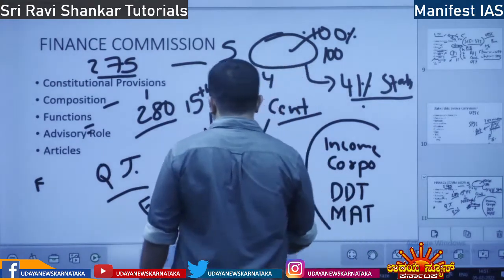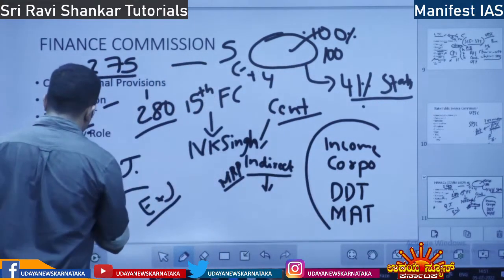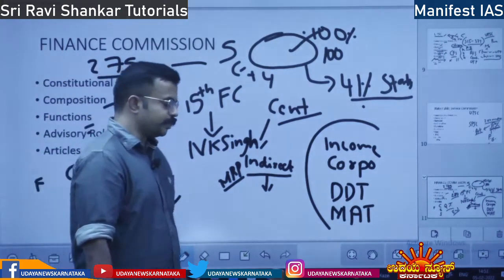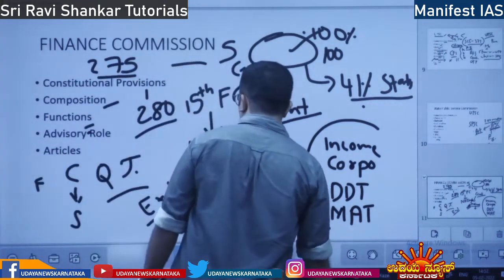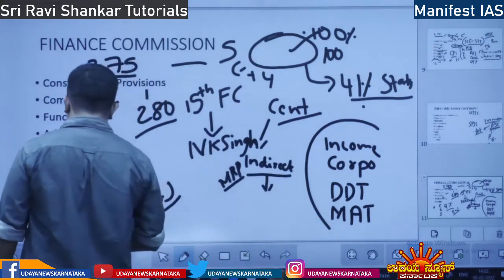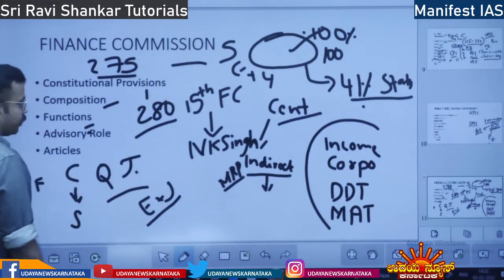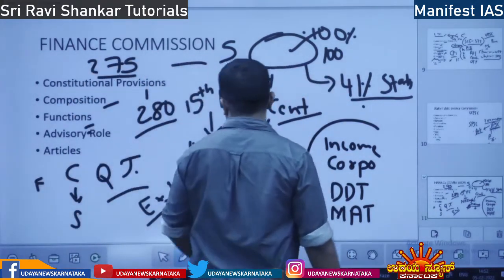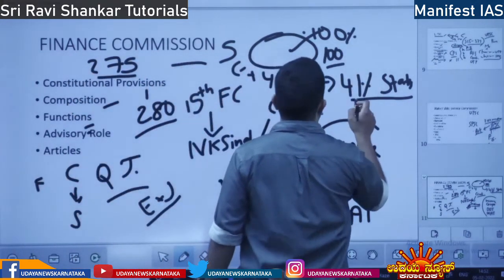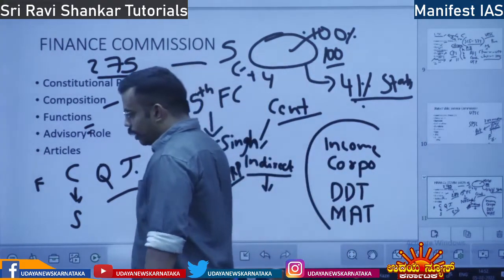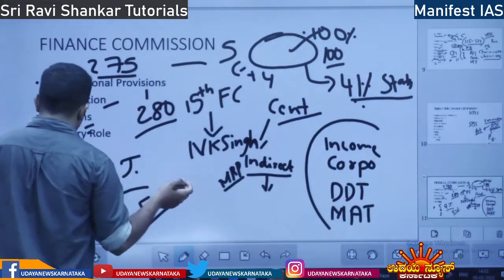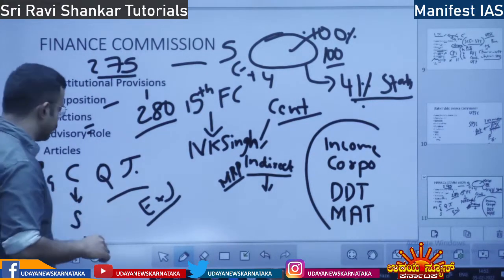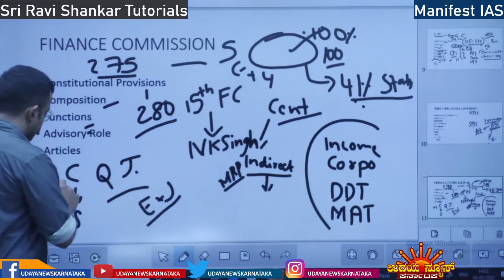The central government gives money to the state government for some special purpose. These are called grants. There are various ways of giving. One is tax revenue: 100 rupees is collected, 41 rupees goes to the state. Apart from this tax revenue, the center can also give grants from time to time. Grants means just like giving money, just like a father giving money to a son.